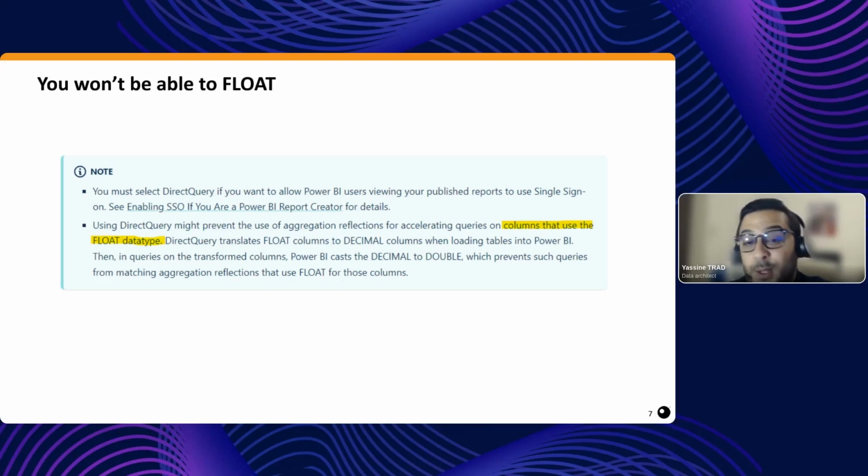It's for a very specific reason. I'm not going to go into details, we don't really have the time, and I'll be happy to answer any questions. But basically, Power BI is going to try and cast everything to decimal. So the queries that Power BI generates down to Dremio will contain a cast. When Dremio receives that with a cast, it's not able to correctly evaluate the cost of this cast, and will sometimes disregard reflections and will not use them.